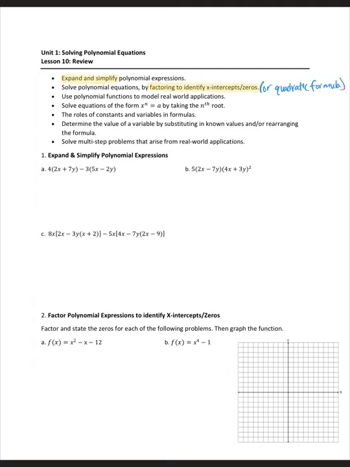Okay, use polynomial functions to model real-world applications. So we're just talking about word problems there. Real-world applications. Solve equations of the form x to the power of n equals a by taking the nth root. We covered that in this unit.